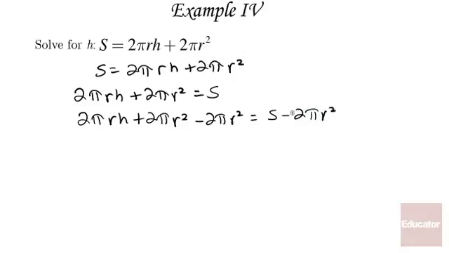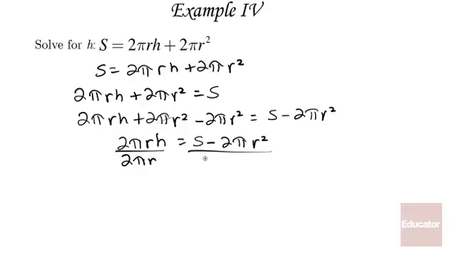Okay, once I've done that, then this is going to be gone from this side, and I'll have 2 pi rh. So 2 pi rh equals s minus 2 pi r squared. In order to get the h by itself, I need to divide both sides by 2 pi r. 2 pi r will cancel out, leaving h isolated on the left and s minus 2 pi r squared, all divided by 2 pi r. And you really can't go any farther with this.